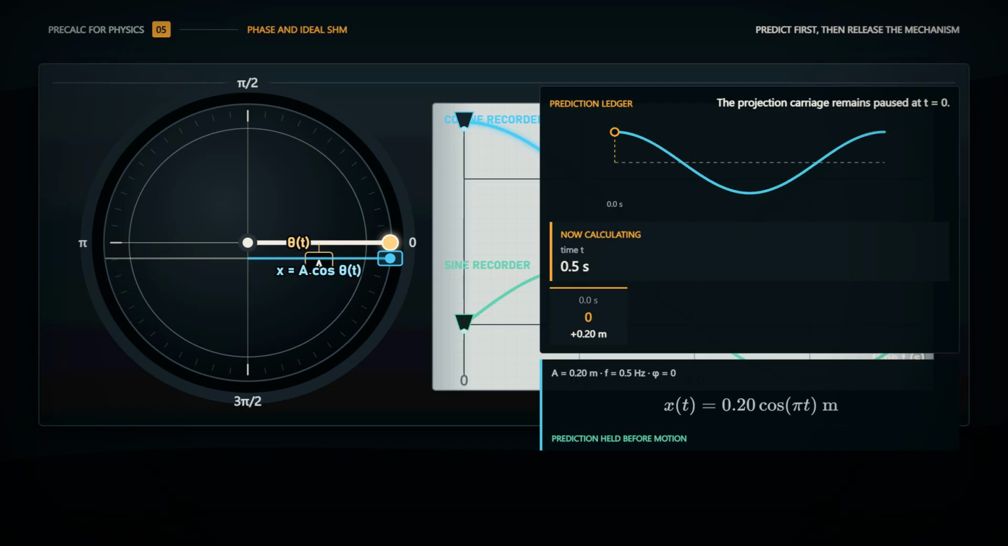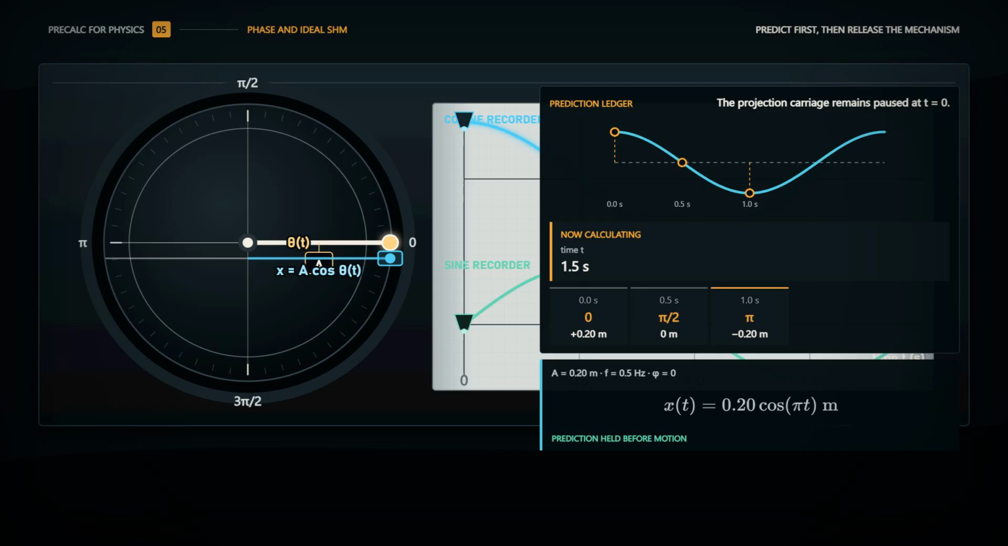Now predict time 0.5 seconds. The angle is pi times 0.5 or pi over 2. Cosine of pi over 2 is 0, so x is 0 meters. At 1 second, the angle is pi. Cosine of pi is negative 1. Multiply by 0.20 meters, and x is negative 0.20 meters.